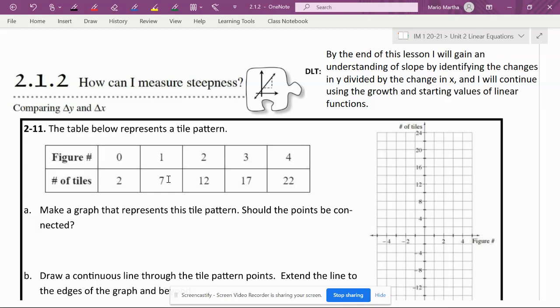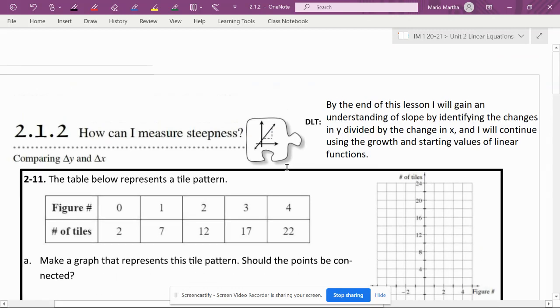Today's topic is 2.1.2. How can I measure steepness? And today we're comparing delta y and delta x. And I'll explain precisely what that means right now. So make sure you get today's distance learning target.